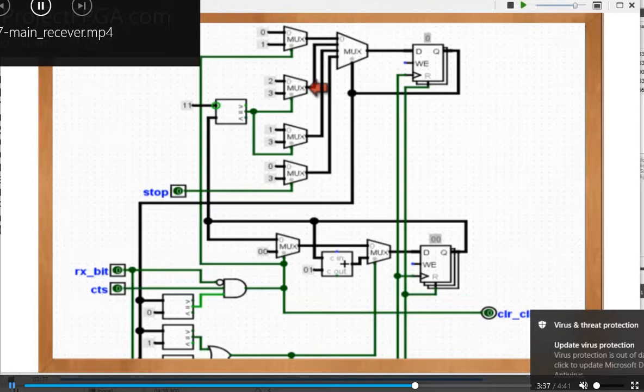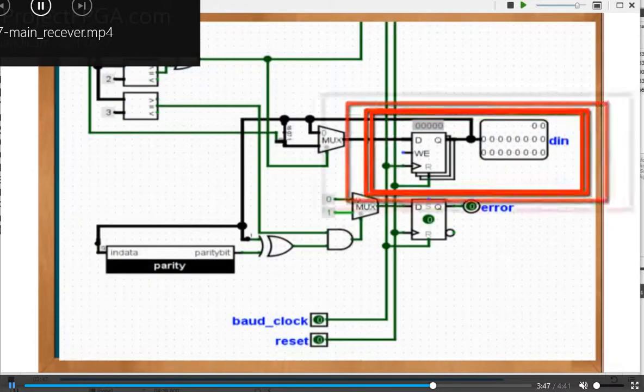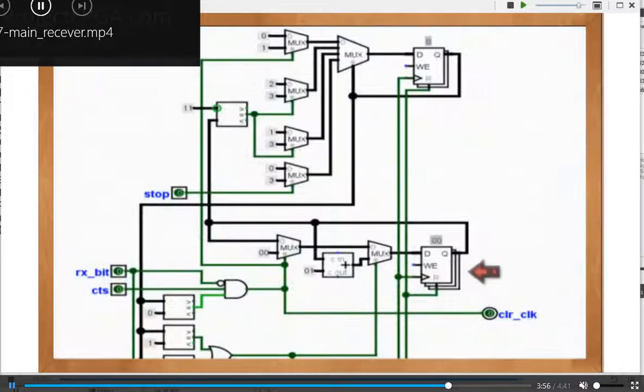At stage 1 and stage 2, they do exactly the same thing. They just alternate between each other while the RS bit count keeps incrementing and the receiver is receiving the data bits. And then the data register, which is a shift register, keeps receiving the received bits and shifting them to the data register called DIN.